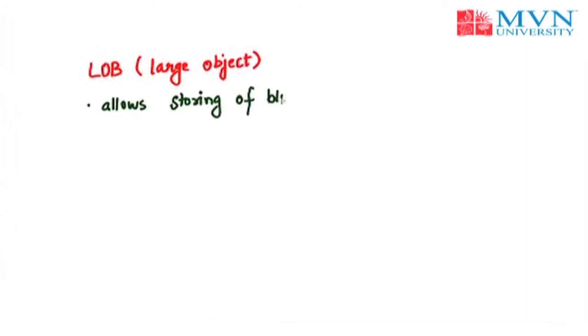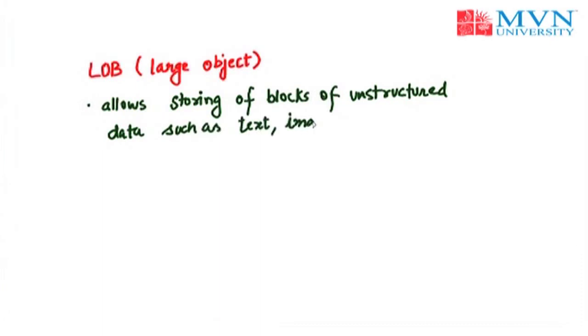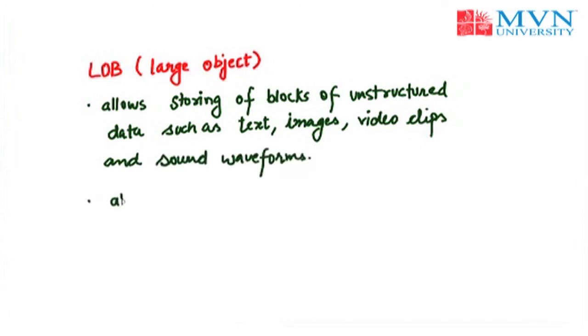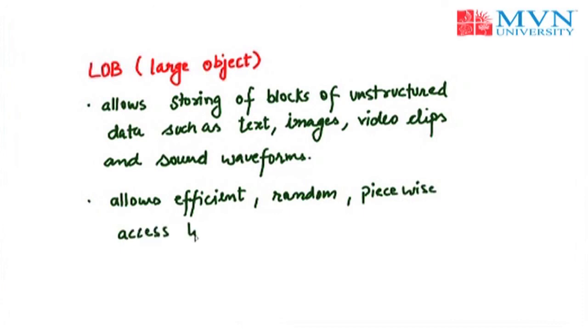Next data type is LOB, that is, large object. This data type allows storing of blocks of unstructured data such as text, images, video clips, and sound waveforms. It allows efficient, random, piecewise access to data. This is all about the various data types in SQL. Thank you.